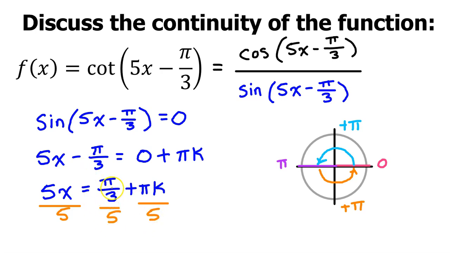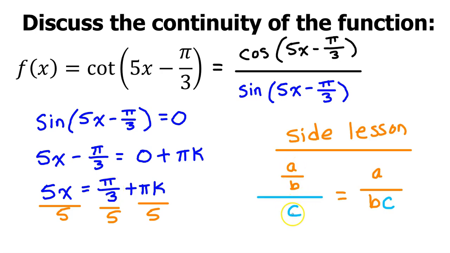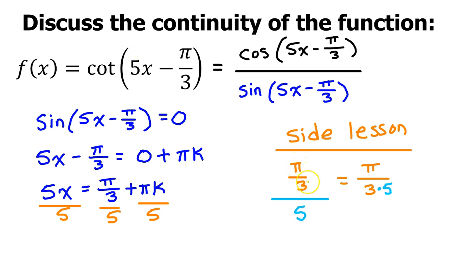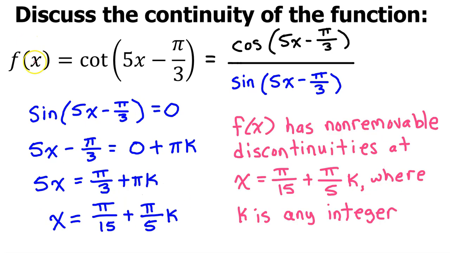However, when we divide two terms by 5, it's the same as dividing each term by 5 like this. Quick side lesson here. A over b divided by c is equal to a over bc. So when you divide a fraction by something, whatever you are dividing by ends up multiplying into the denominator. Similarly, pi over 3 divided by 5 is pi over 3 times 5, which is exactly what we see right here. So on the next step, you're going to see pi over 15. This is the expression representing the infinitely many solutions to this equation.